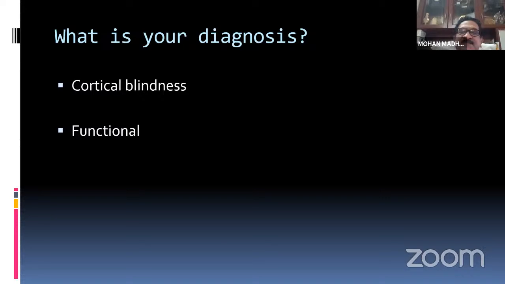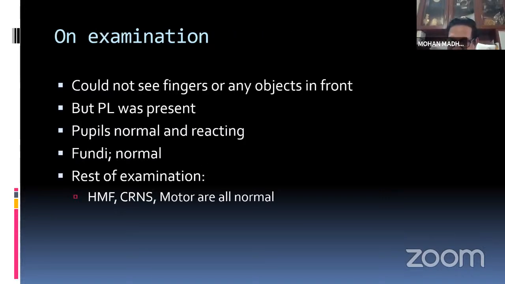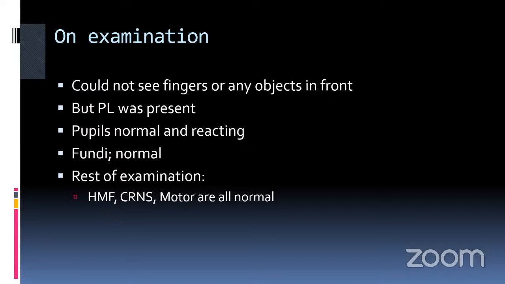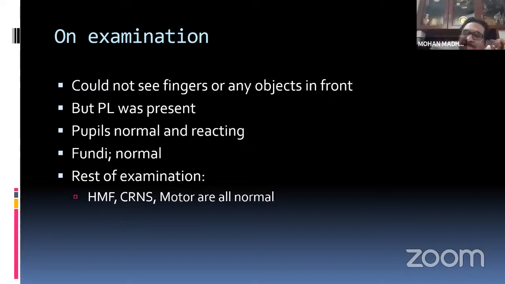So what is your diagnosis in this patient? First possible is functional, sir. Yes, because there is one point favoring functional. When you ask him to look in the direction of the finger, he is not moving. Even with real blindness, if he is cooperating, he would be moving towards the right side.